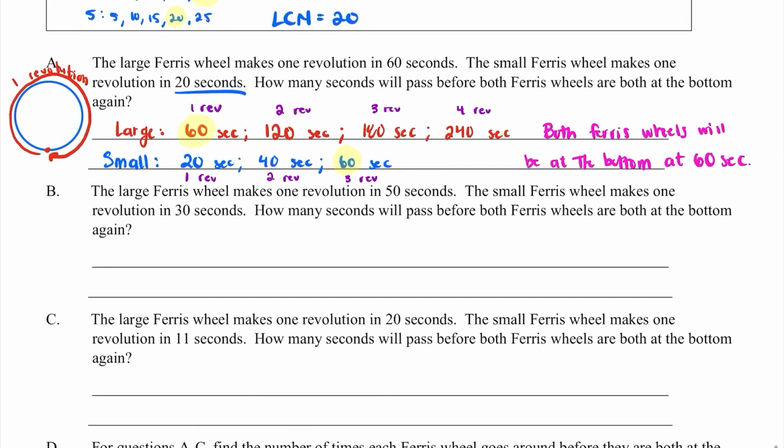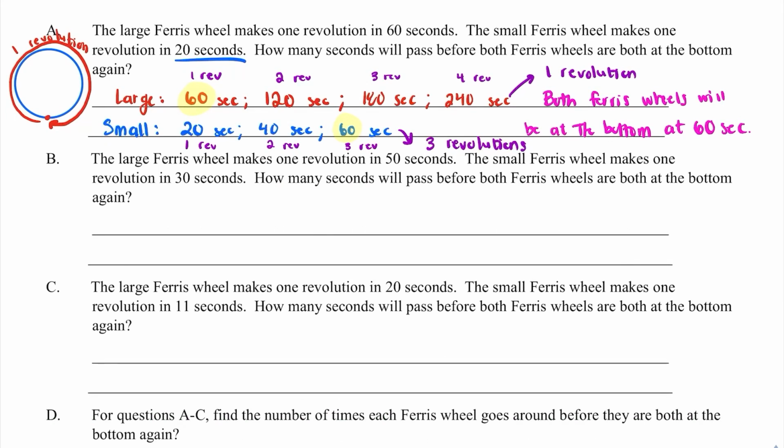Okay, I also want you guys to write how many revolutions it took to get to this least common multiple. So for the large Ferris wheel, remember, take a look at what 60 is. Well, 60 we said is 1 revolution. So the large Ferris wheel only revolved once. There's only 1 revolution here. Whereas the small Ferris wheel, how many revolutions did it take to get to 60 seconds? Well, this one revolved around 3 times, so there were 3 revolutions.